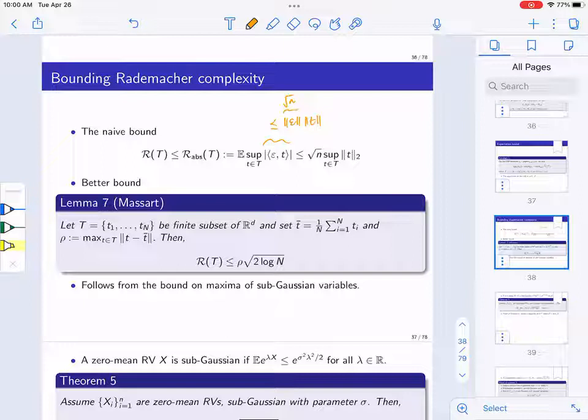This is a valid bound, but this is not in general a good bound. So this is the better bound using the concentration ideas. If you have a finite set of size n, a subset of R^d, and you take t bar to be, let's say, the average, or basically any shift you want, and then you look at the deviation of t from this average, or any fixed point in the set, all bounded by rho, then the Rademacher complexity, or the Rademacher width of T, is rho times root 2 log n. So it's logarithmic in the number of points.